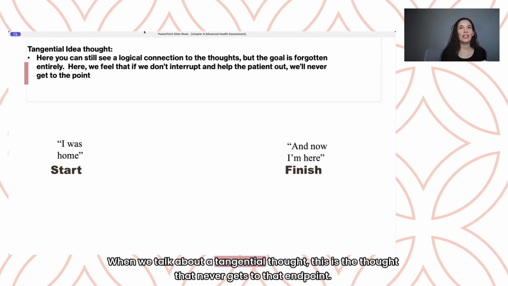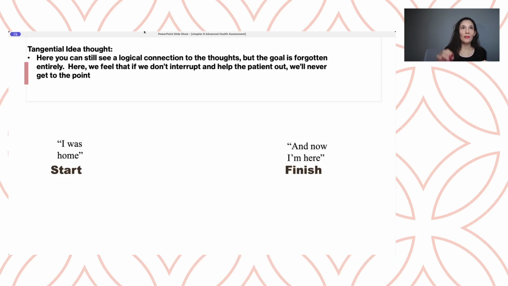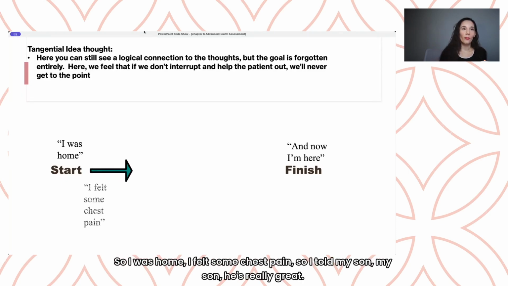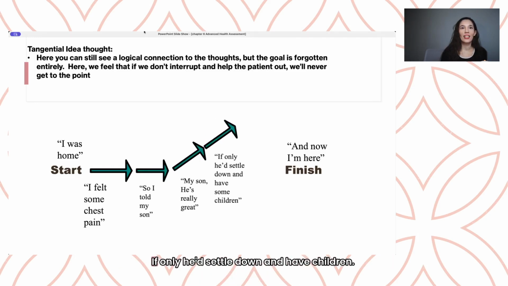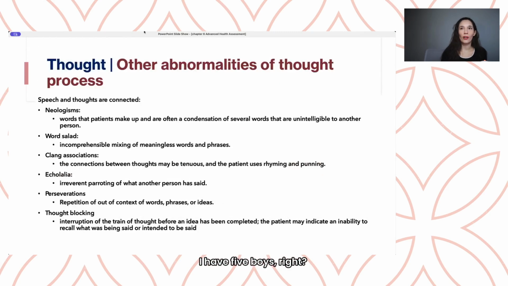When we talk about a tangential thought, this is the thought that never gets to that endpoint. They start talking, they veer off track, they never come back around, unless you directly ask them, unless you veer them back around. So I was home, I felt some chest pain, so I told my son. My son, he's really great. If only he'd settle down and have children. Do you have children? I have 5 boys, right?